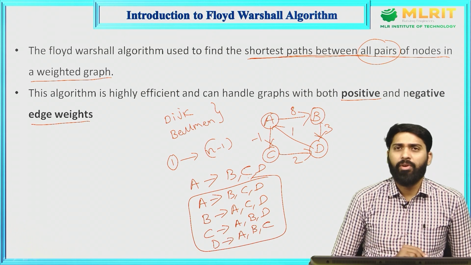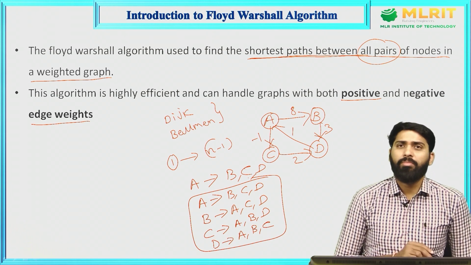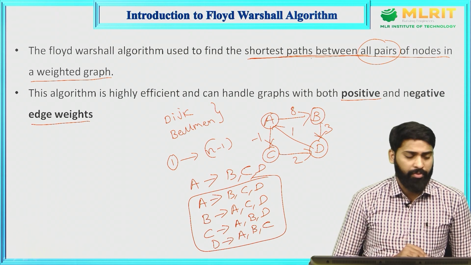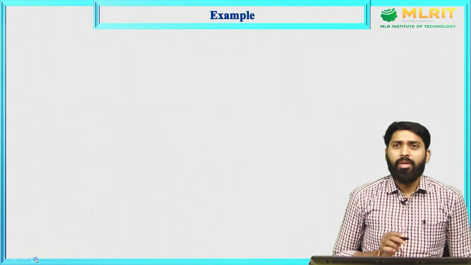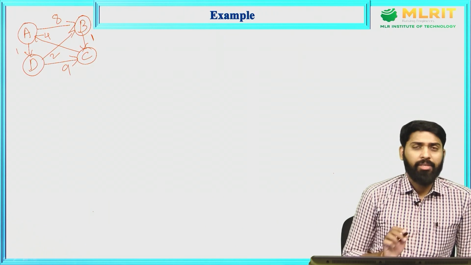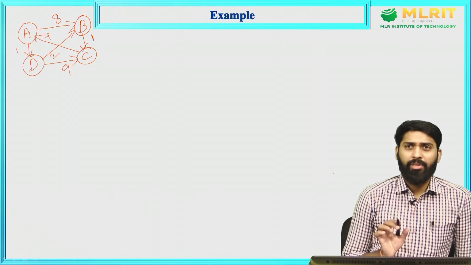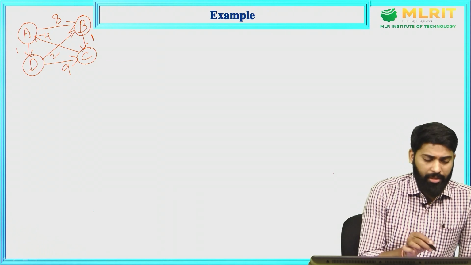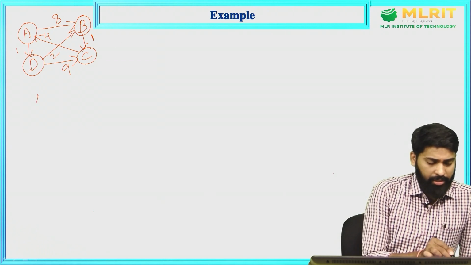So, what is the Floyd Warshall algorithm? This algorithm is used to find the shortest path between all pairs of nodes in a weighted graph. Let us discuss with one example. Let us consider this graph. For this graph, first we are going to find an n by n matrix, which I consider as D naught.